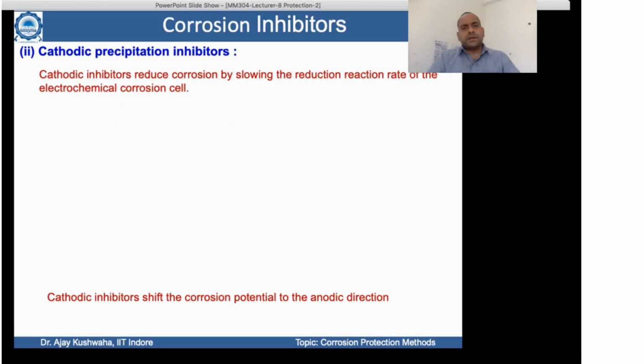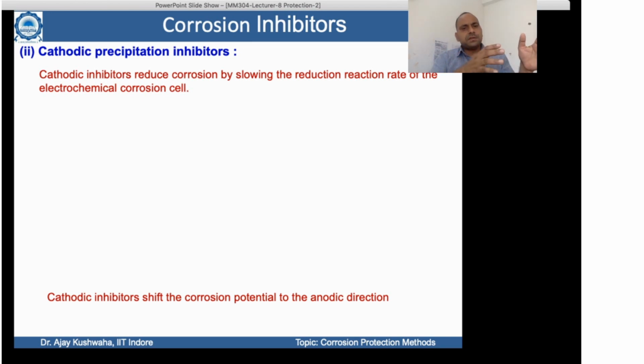Now move to the second. The second is the cathodic precipitation inhibitor, or we can say those which work on the cathode. Your material is working as an anode, so the anodic reaction is responsible for the corrosion. But at the same time, somewhere we have the cathode, then it's a balanced equation, right? It's a full cell.